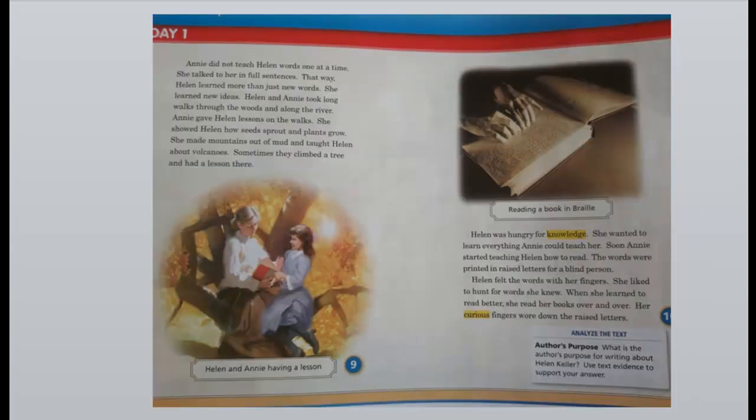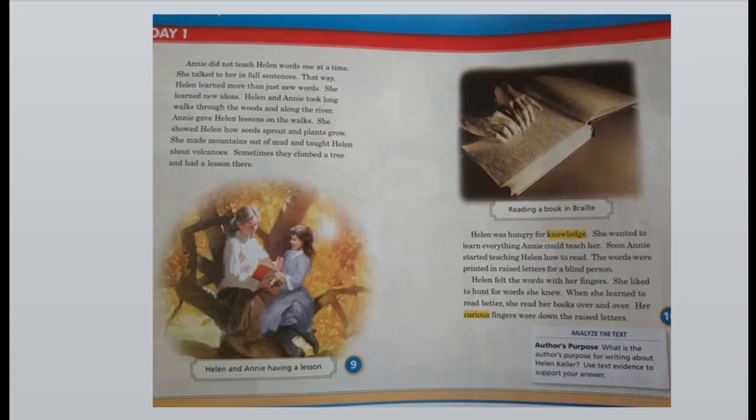Annie didn't teach Helen words one at a time. She talked to her in full sentences. That way, Helen learned more than just new words. She learned new ideas. Helen and Annie took long walks through the woods and along the river. Annie gave Helen lessons on the walks. She showed Helen how seeds sprout and plants grow. She made mountains out of mud and taught Helen about volcanoes.